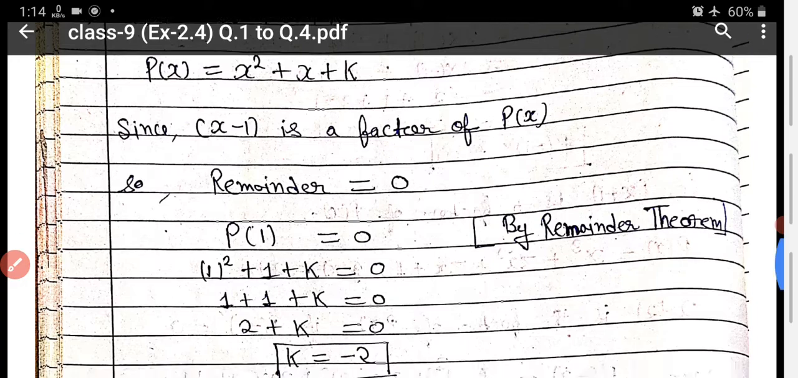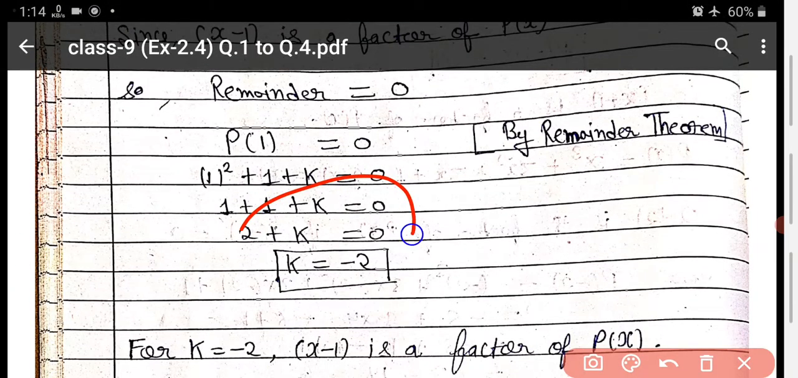Now just write p(1). In p, in place of x put 1. Now just solve. 1 square is 1, then 1 plus 1 is 2, 2 plus k. You find the value of k: 2 goes to that side and becomes negative, so here it becomes -2. So what is the value of k? k is equal to -2.